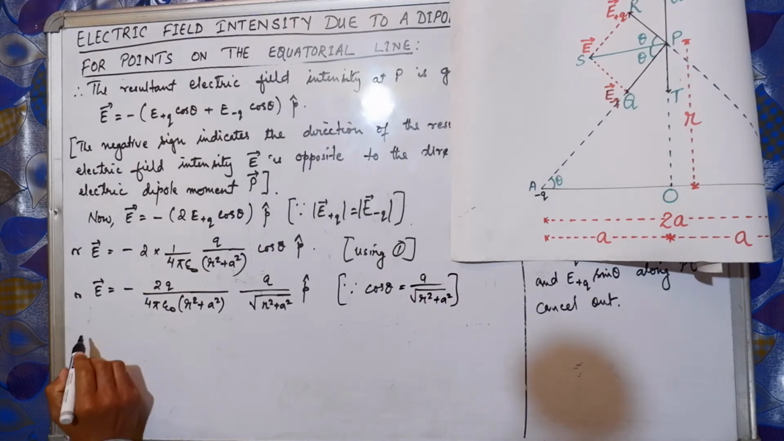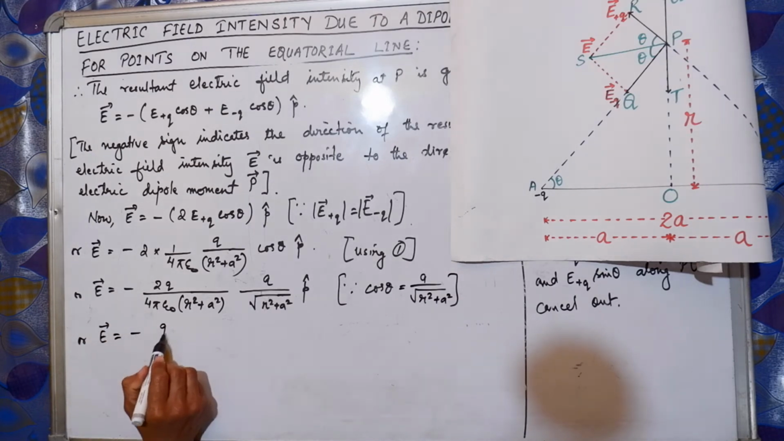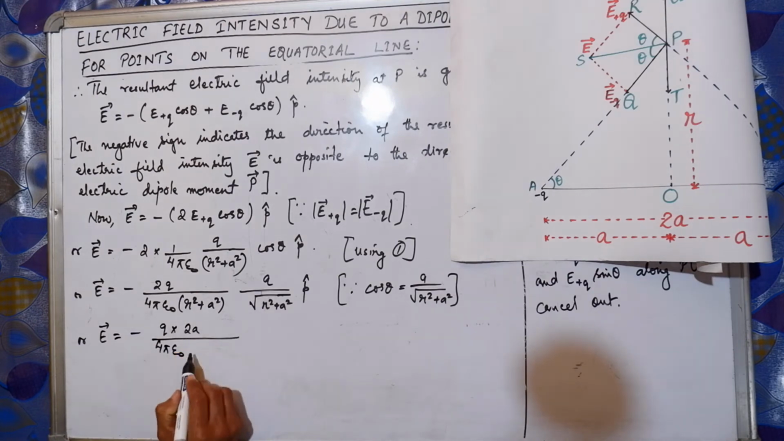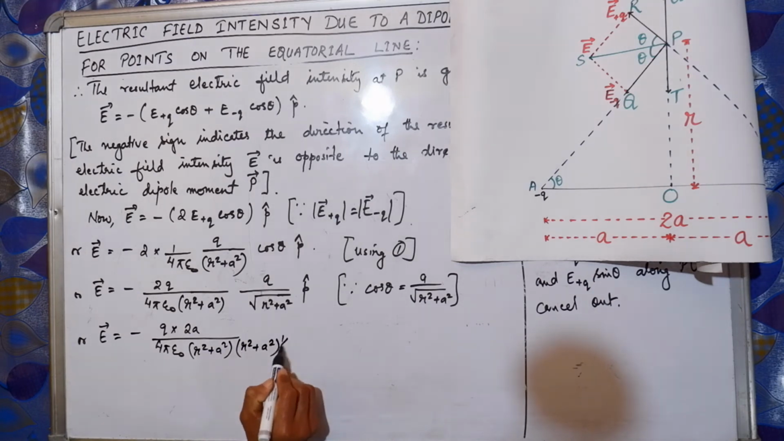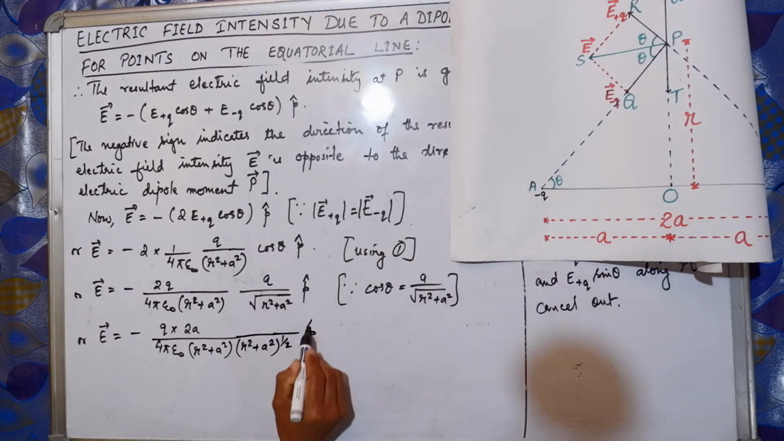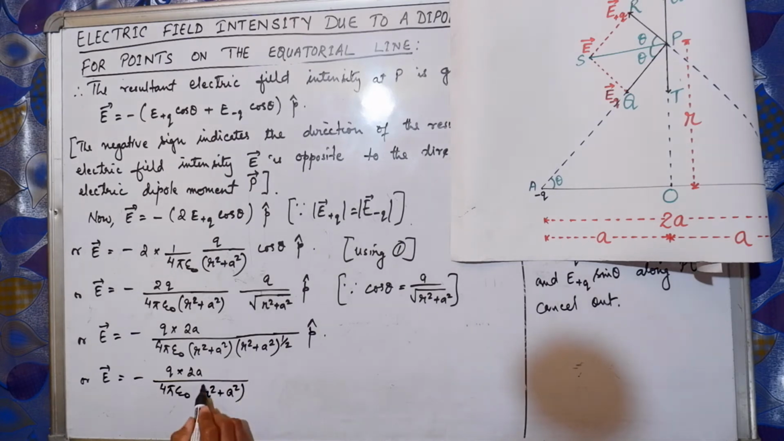So let us continue to solve it. E vector will be equal to minus Q into 2A divided by 4 pi epsilon naught, here it will be R square plus A square, and here I can write R square plus A square to the power 1 by 2, unit vector P. Now if we solve this, we will get E equal to minus Q into 2A divided by 4 pi epsilon naught, then R square plus A square whole thing to the power 3 by 2, and unit vector P.